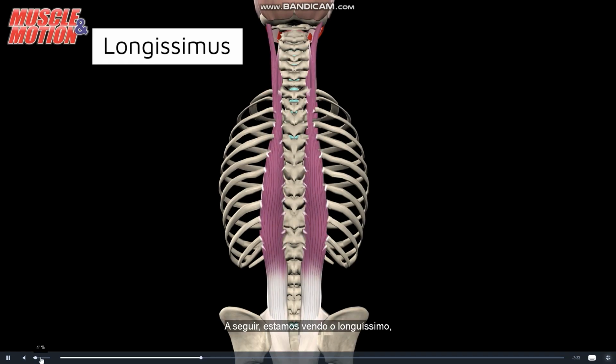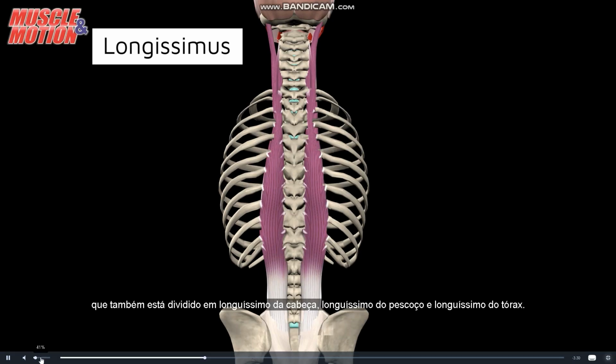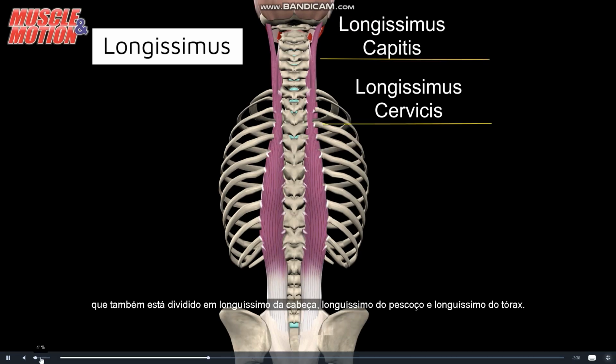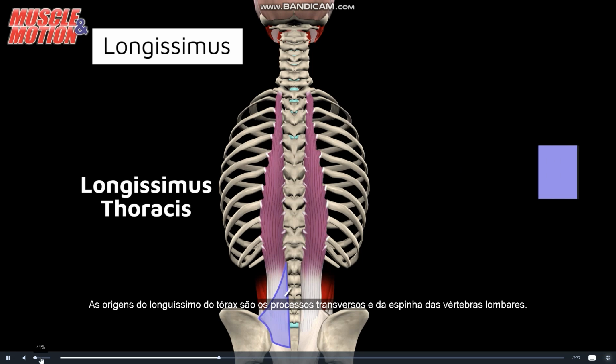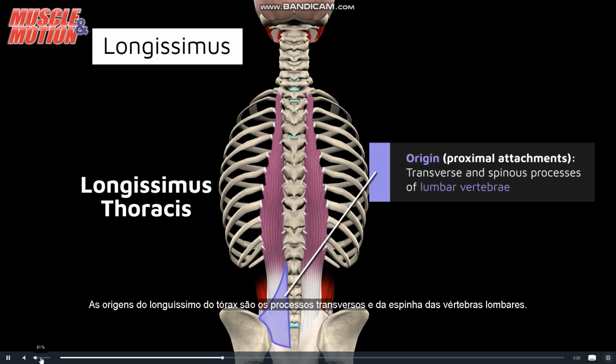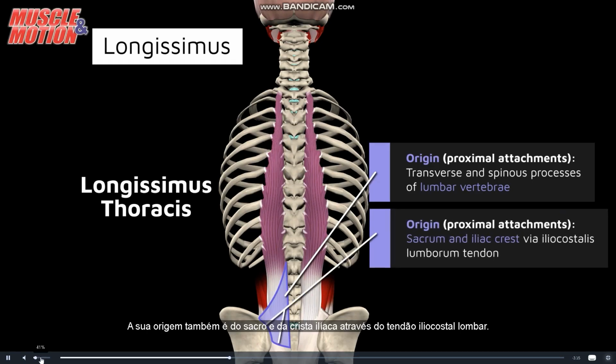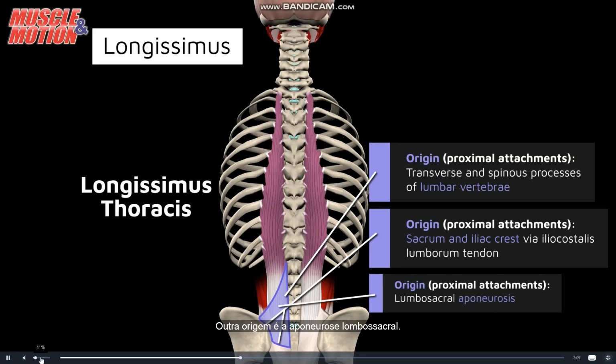Next, we see the longissimus, which is also divided into the longissimus capitis, the longissimus cervicis, and the longissimus thoracis. The origins of the longissimus thoracis are the transverse and spinous processes of the lumbar vertebrae. It also originates from the sacrum and iliac crest via the iliocostalis lumborum tendon. Another origin is the lumbosacral aponeurosis.